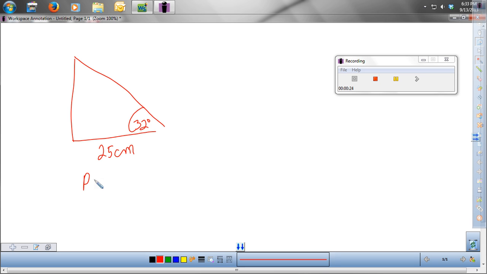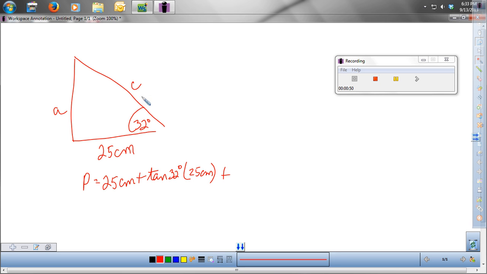So I know the perimeter is side plus side plus side, so I'm going to say 25 plus A plus C. And I have to find A. Well, I can find A pretty easily by taking the tangent of 32 and saying that it's equal to A over 25. So tan 32 times 25 would give me the side A. And now I need to find side C.